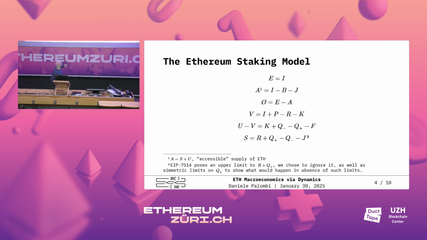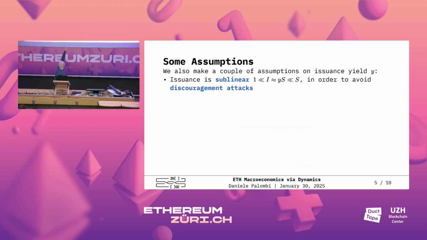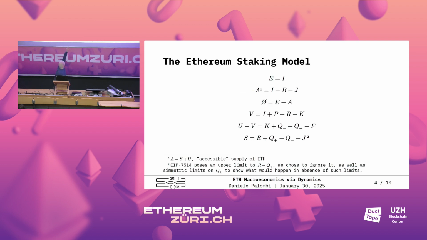There are some things that are not showing up, actually. I don't know why they're not showing up here in these slides. On my computer, they showed up. There have to be dots on top of E, A, O, V, U, V, and S, which are the time derivatives. So this is an honest-to-God dynamical system.